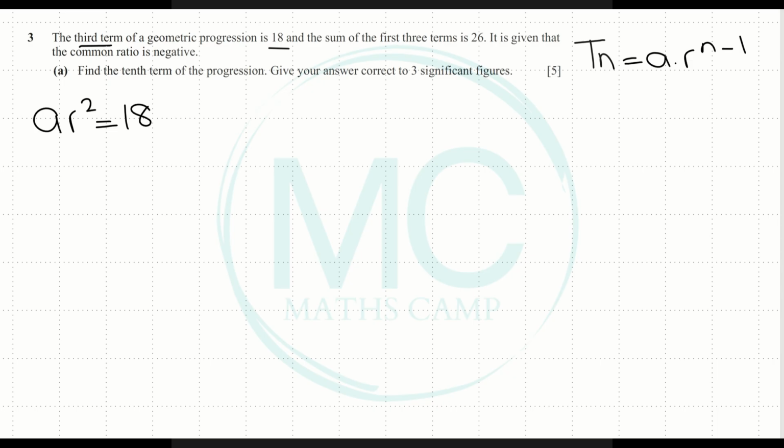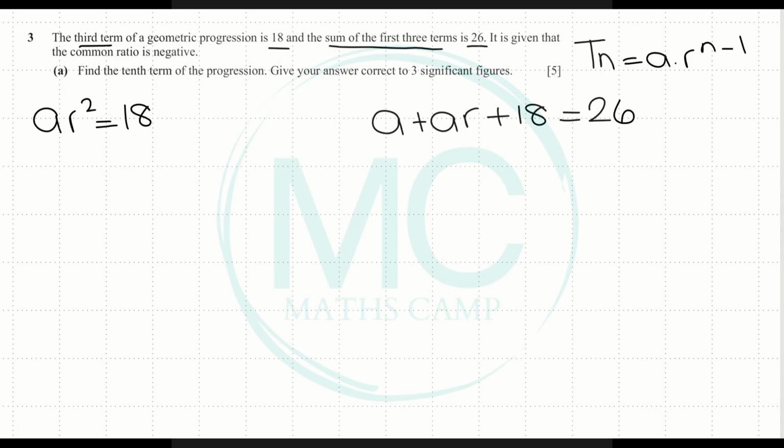It also tells us that the sum of the first three terms is 26. Now, you can use the formula for the sum of a geometric progression, but this becomes very intricate in this question. So an easier way is to consider the first, the second, and the third terms. Our first term is a. Our second term is ar. You can say plus ar. We know that our third term is 18. You can say plus 18 is equal to 26.